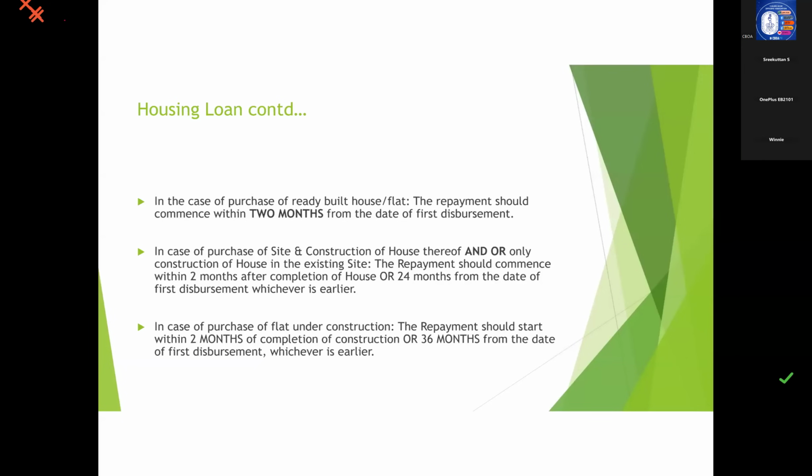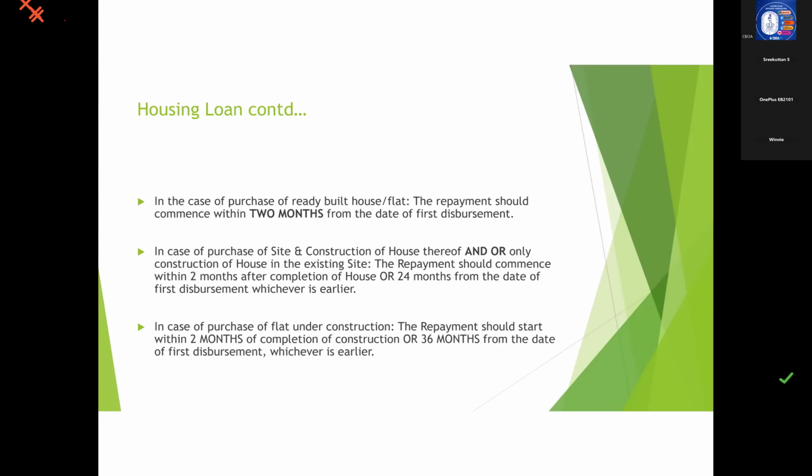Before RERA there was absolutely no control over this aspect, because the builders would be taking so much time for completion of projects, and it would run to 4 years, 5 years. There are projects which have not even completed after 6 years, 7 years. So now the safety of banks with regard to RERA approval is that the builders will be promptly completing the construction. So in the case of a flat under construction, the maximum time period given for completion is 36 months from first disbursement.